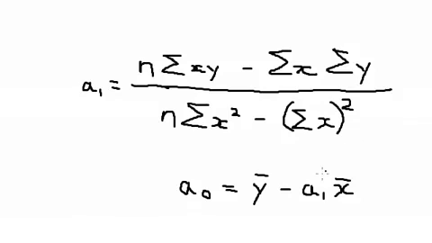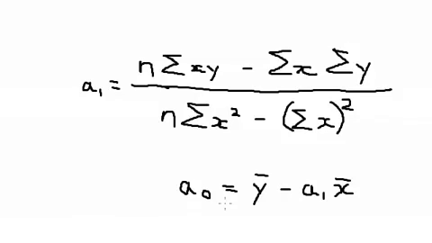And to find our A0 is just the mean of all the y values minus A1 times the mean of all the x values. If you want to know more about how this formula works, it's best to Google it yourself under linear regression. So let's start by programming this in MATLAB.